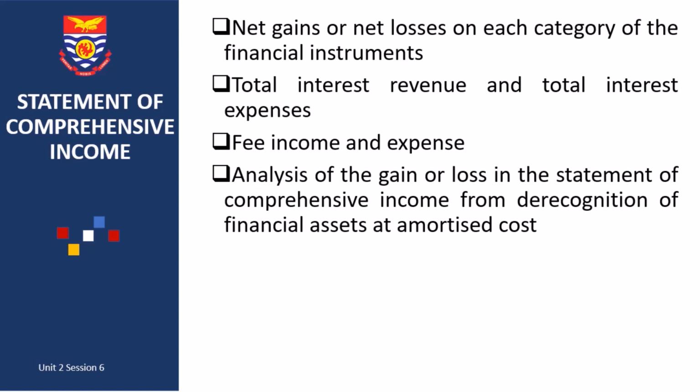comprehensive income. Then we come to fee income and expenses. So if there is any fee income and expense relating to the financial instrument, this must also be disclosed. Then you have to also disclose analysis of the gains or losses in the statement of comprehensive income from the derecognition of financial assets at amortized cost. So if you have derecognized a financial asset that is measured at amortized cost, you have to present an analysis of the gains or losses in the statement of comprehensive income.